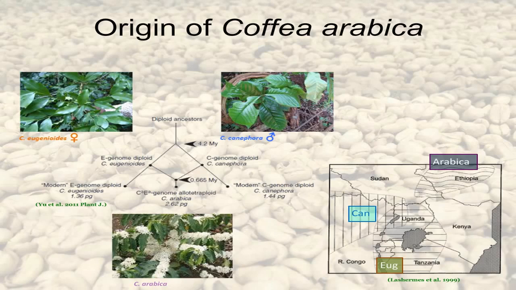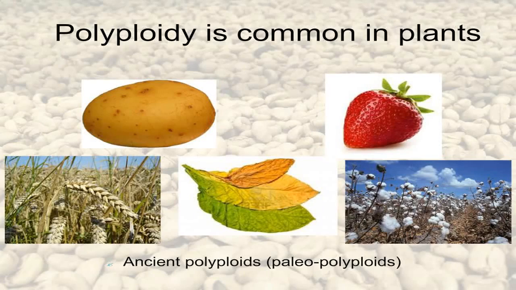And I should say that canephora was actually previously sequenced in another study. So we've added a bit of data to that one as well, which I'll tell you more about in upcoming slides. You can see here the distribution of canephora and eugenioides. So there's a slight overlap in northeastern Africa. And arabica is found in Ethiopia at slightly higher elevations.